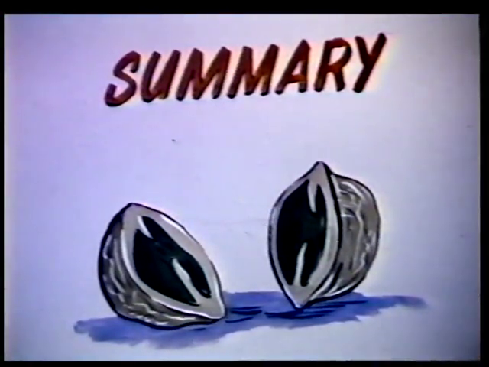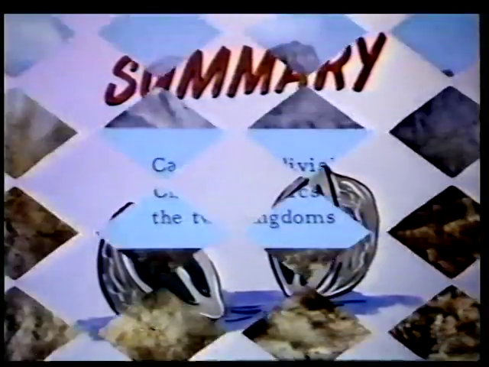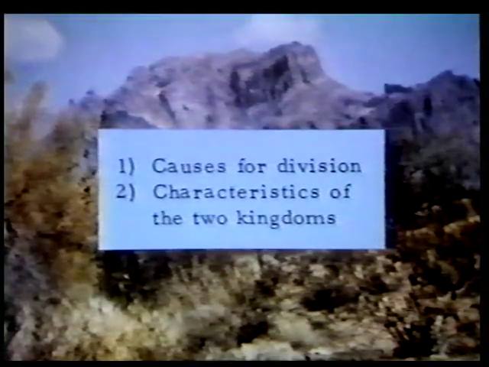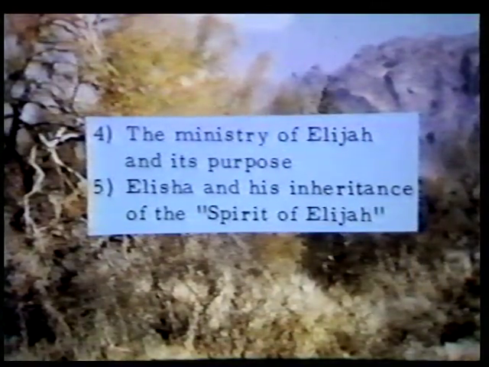In this lecture, we have taken a look at the causes for the division of the kingdom, some of the characteristics of the two kingdoms, the sin of Jeroboam and of all the other northern kings, the ministry of Elijah and its purpose, and Elisha and his inheritance of the spirit of Elijah. Details of the reigns of individual kings have been left for your own reading and study.